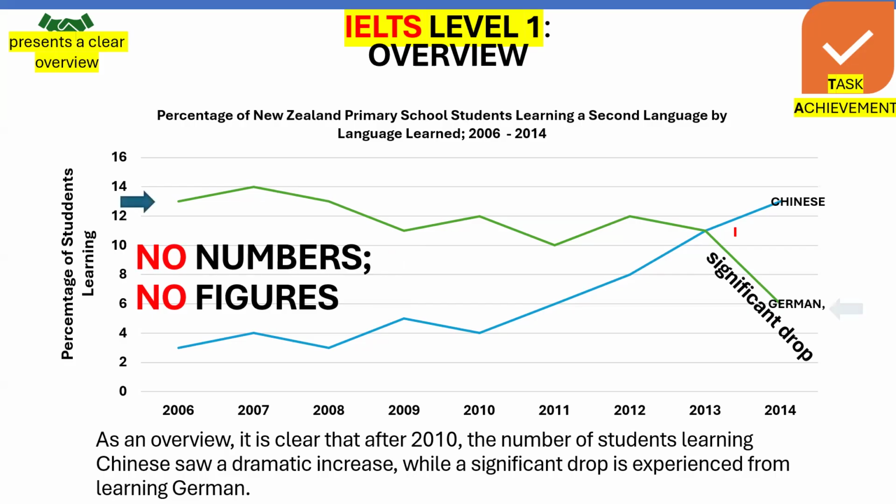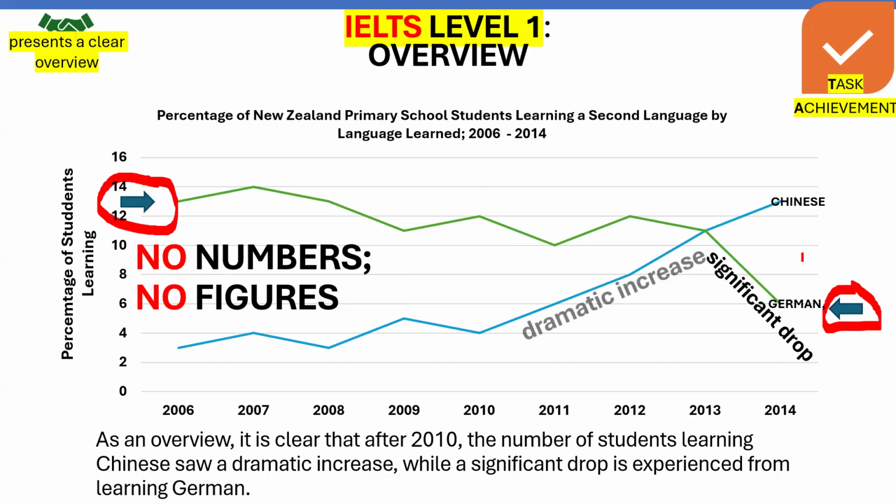Now, as you can see here, those who study German as their second language, so that is a subject, those primary school students in New Zealand studying German as a second language showed a significant drop. How do we know that? We just need to check the beginning point, the starting point, and the ending point.